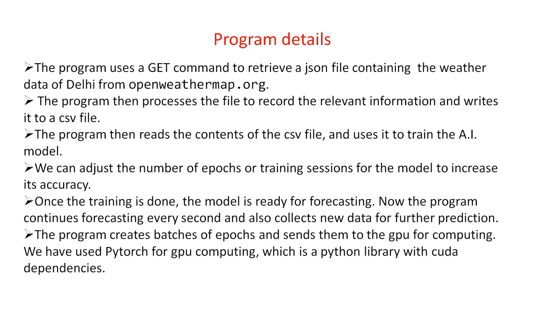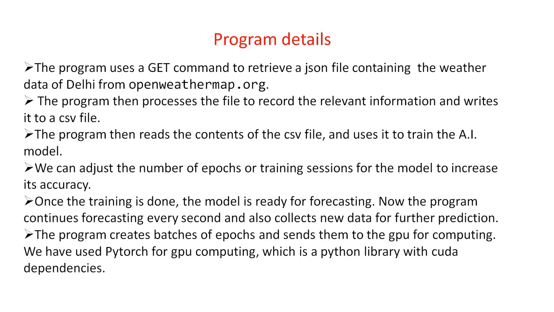When it is written into a CSV file, the latest 10 data points are used to train the model, using the LSTM technique. LSTM is a forecasting algorithm, which is very useful to predict. And we can adjust the number of epochs, the number of times you train, for better accuracy if you want. And once training is done, the model is ready for forecasting.